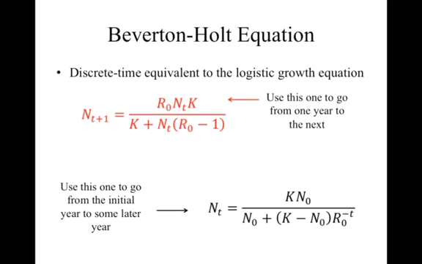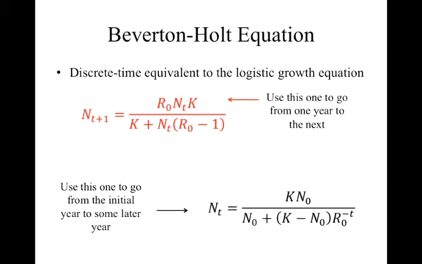And so with geometric growth, we had two forms of the equation. We had one form that took you from year 1 to year 2, and we had another form that took you from the first year all the way to some final time point. Same thing with Beverton-Holt. We have two versions of the equation, and I will give you both on the exam. So the first version we just saw takes you from 1 year to the next. The second version takes you from some initial year to some year 10 years later, 20 years later, 100 years later, 1,000 years later. All right, and I will not tell you on the test which is which, but I will give you both forms of the equation.